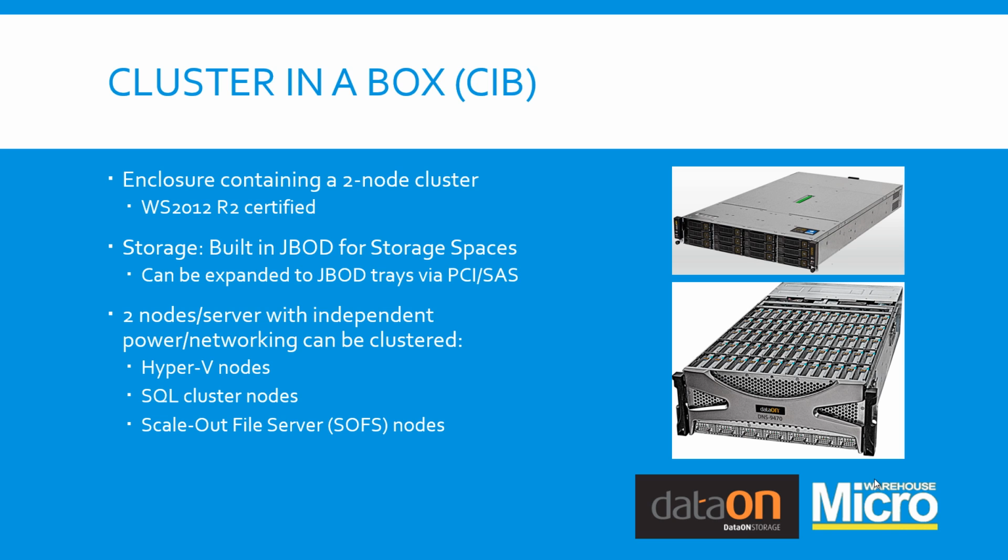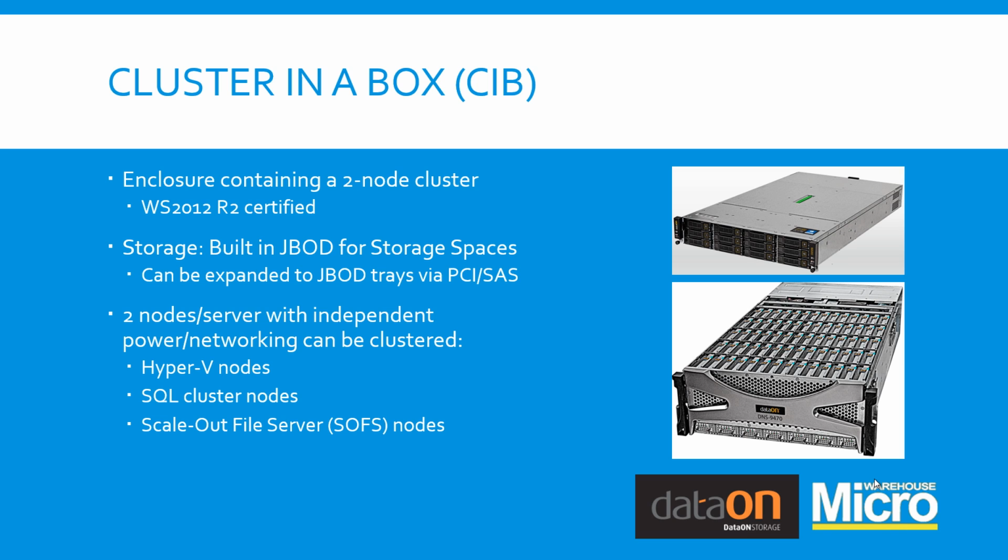So how can we do storage spaces? There's a few ways we can actually leverage this technology. The first, which is going to be attractive to small, medium enterprises and branch offices and larger enterprises, is cluster in a box, or CIB. This is an enclosure that contains an entire Windows cluster. And that Windows cluster could be used in multiple ways. It could be used as a 2-node Hyper-V cluster, a 2-node SQL cluster, or something called a scale-out file server that I'm going to come back to later.